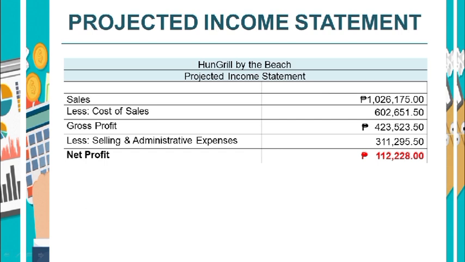And for the projected income statement, we have here the sales amounting to 1,026,175 pesos, less the cost of sales of 602,651 and 50 centavo, which gives us the result of gross profit amounting to 423,523 and 50 centavo, less the selling and administrative expenses of 311,295 and 50 centavo, which gives us the net profit of 112,228 pesos.